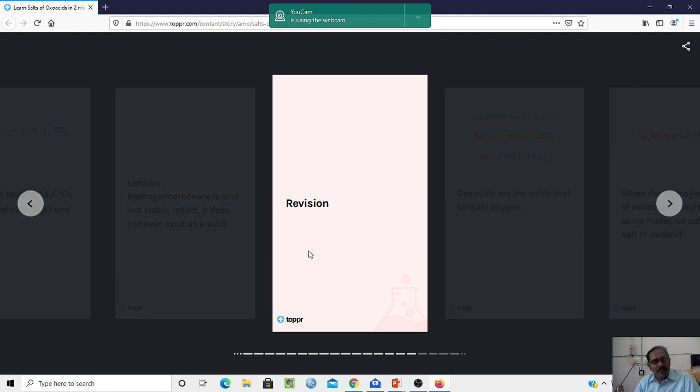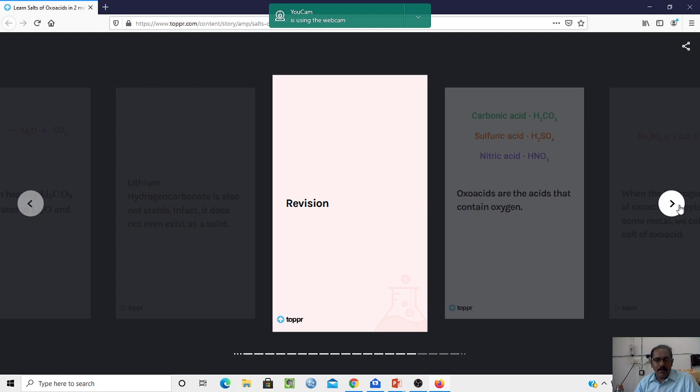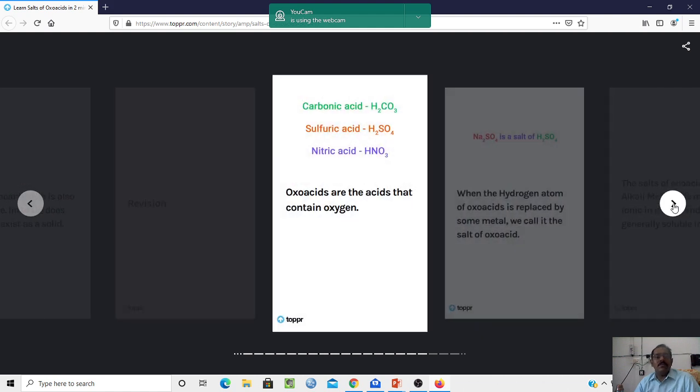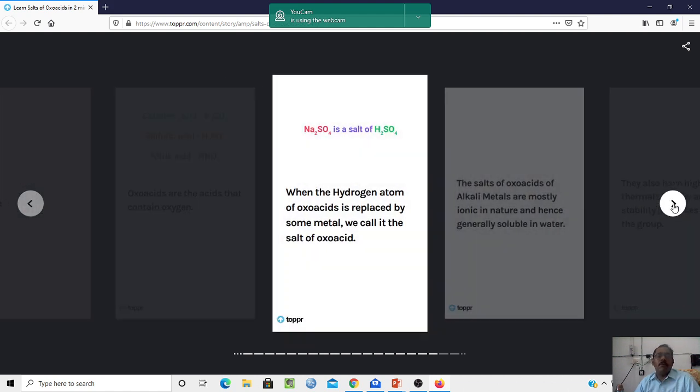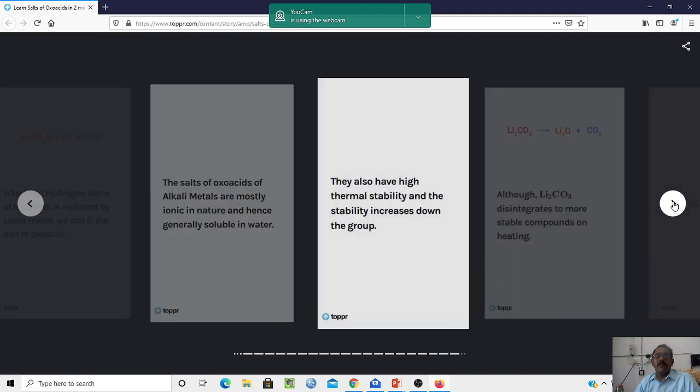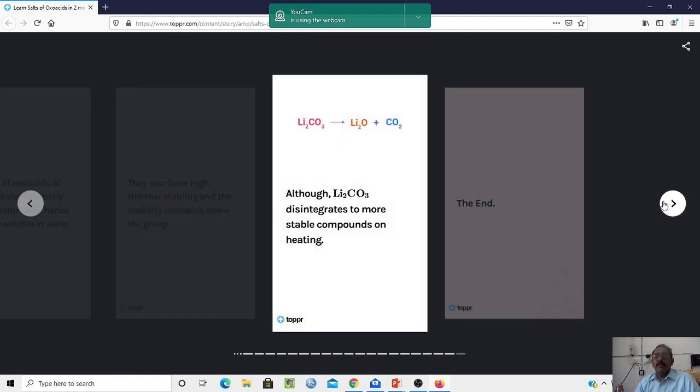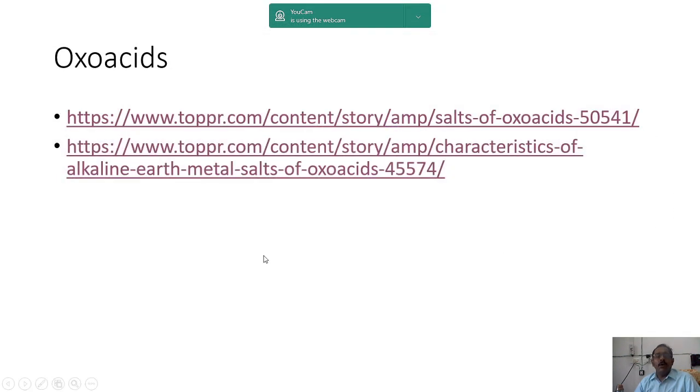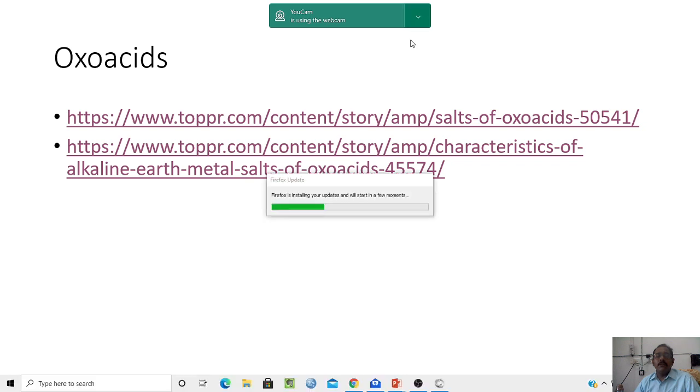Again, in this website they have given a revision also. People could go and read that revision also. The same thing is given in a condensed form. Okay, now let us move to the alkaline earth metals. Yes, I have clicked it. It will be moving.